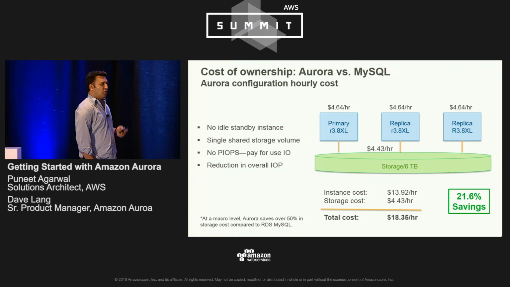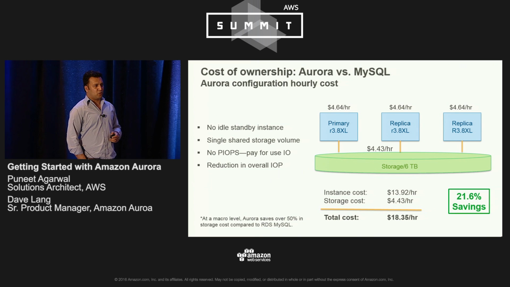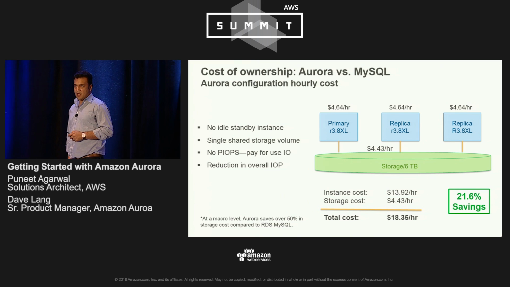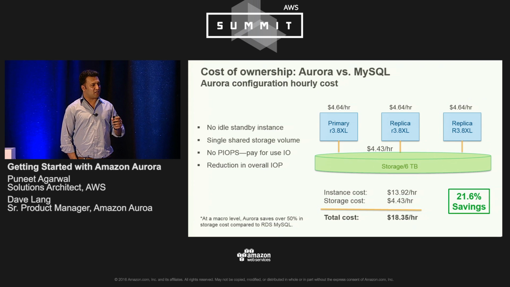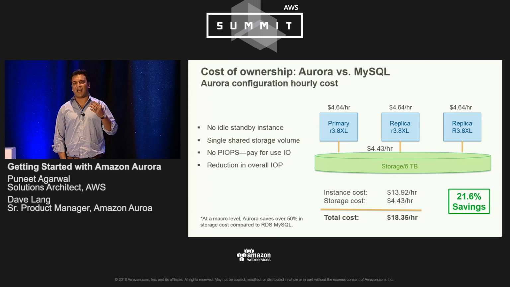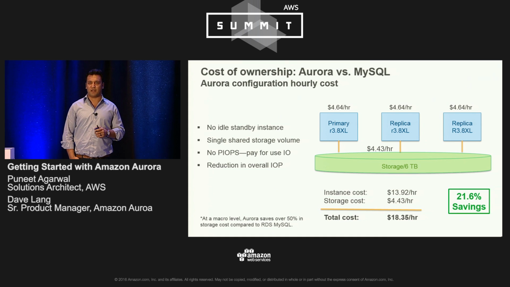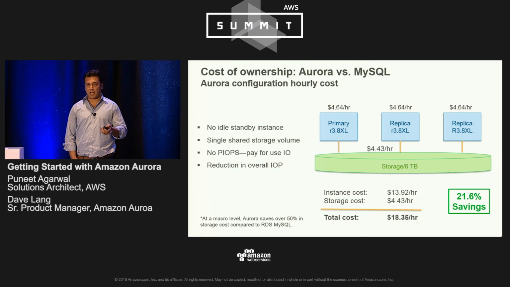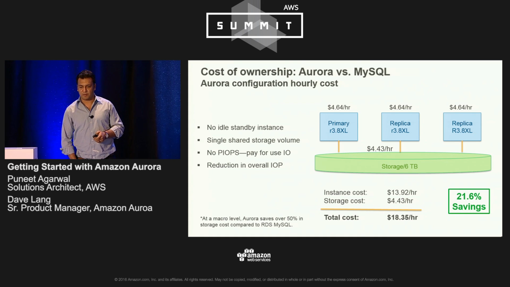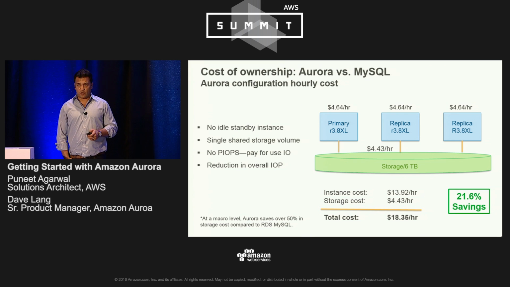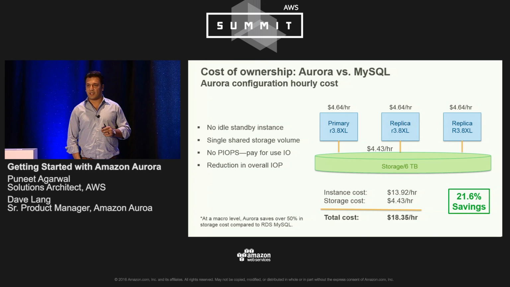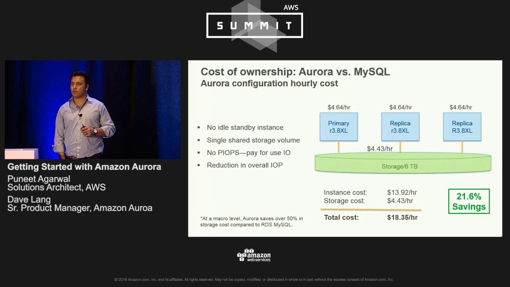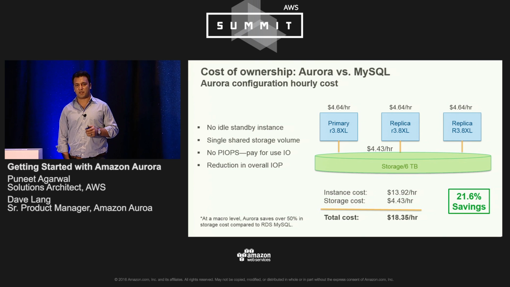Let's see how this looks when we move the same system to Aurora. In Aurora, read replicas can work as your standby databases, right? So you don't really need an idle standby database anymore. And storage is priced differently. Storage is priced on a consumption basis. So your overall cost for the same type of box, R3 8 extra large, comes down to $18.35, which gives you about 21% savings over RDS MySQL.